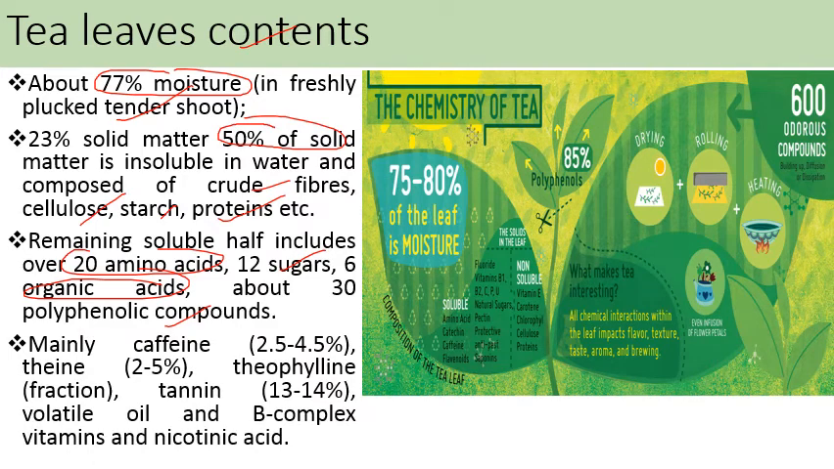Mainly caffeine, that is 2.5 to 4.5%, then theine, that is 2.2 to 5%, then theophylline, which is present in fraction, tannins, which are present in 13 to 40%, they may reach up to 28% content amount. So then it contains volatile oil and B complex, vitamin B complex and nicotinic acid. So these are the chemicals which are present in tea leaf.